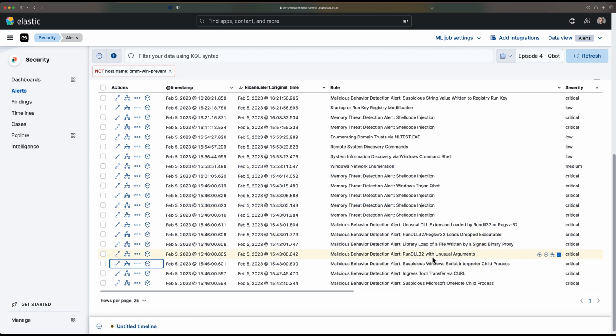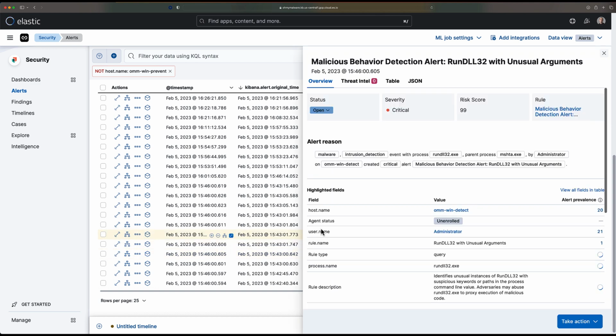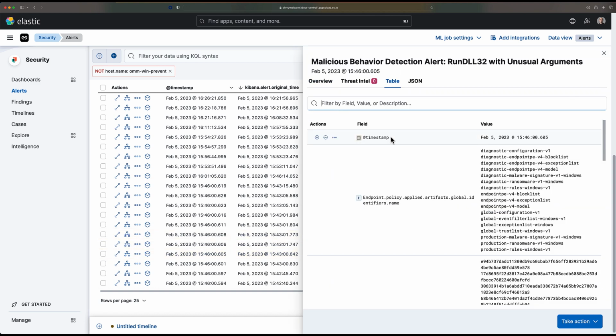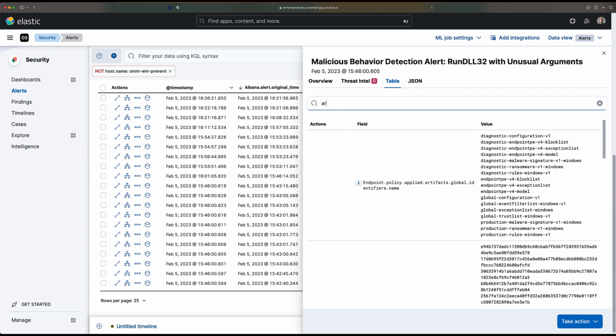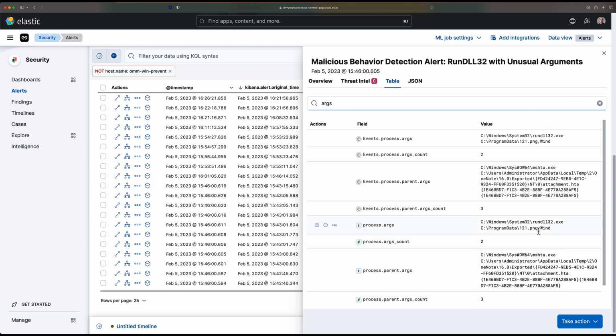And then we have rundll32 with unusual arguments. This is probably related to just that. Just to confirm, right? Yep, the same arguments. It is unusual, that wind over there with 121.png.